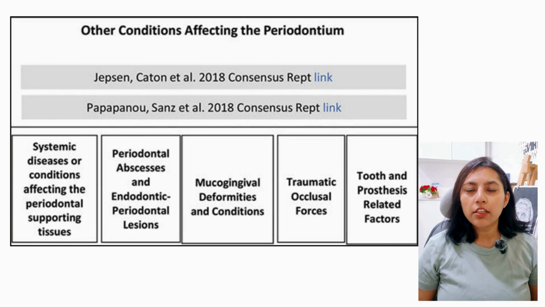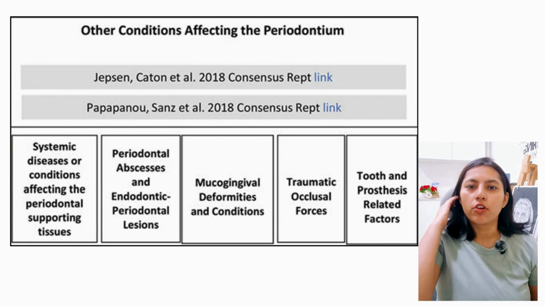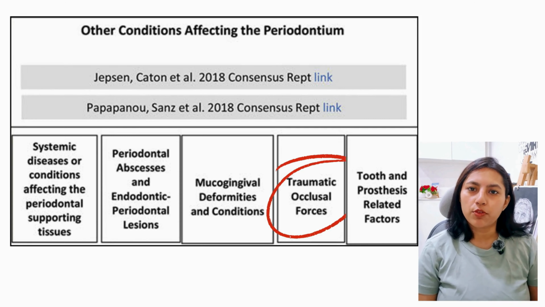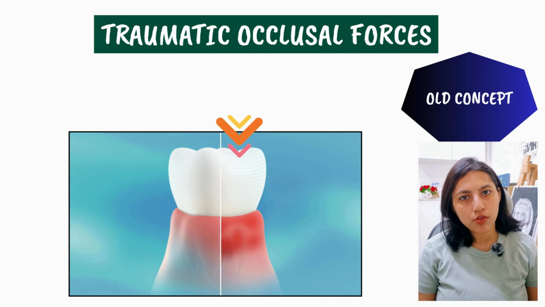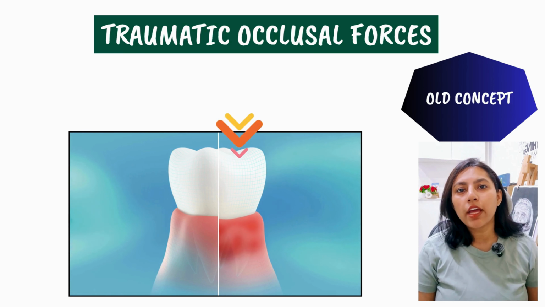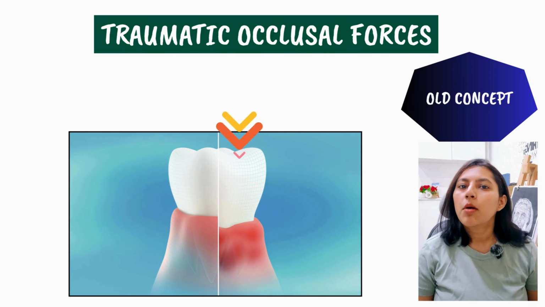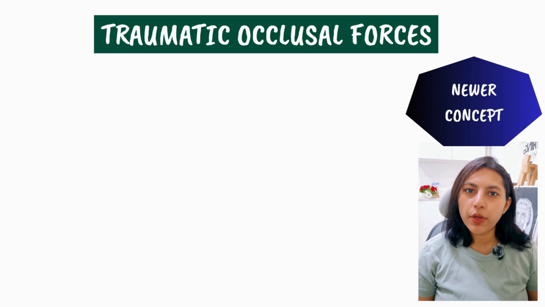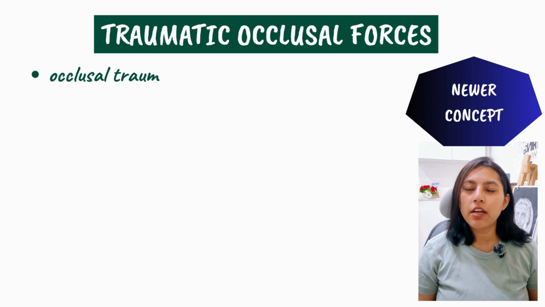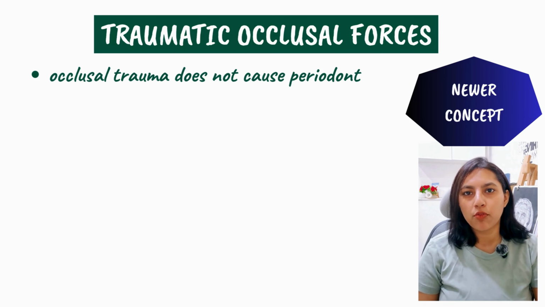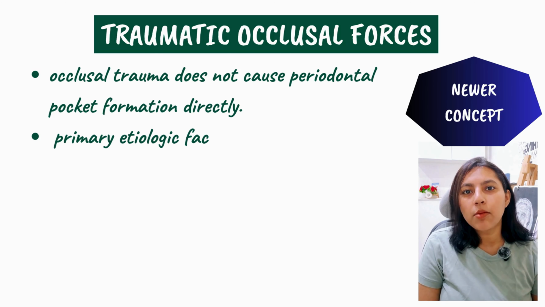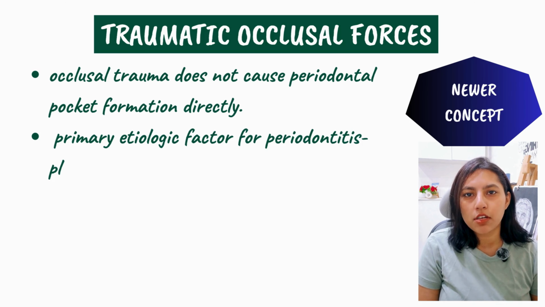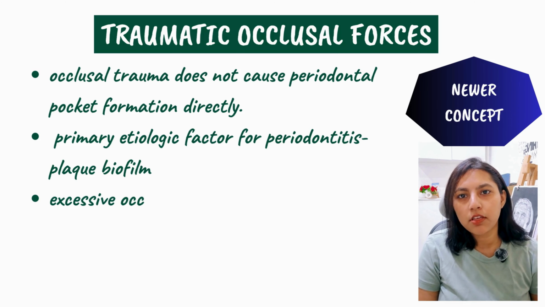Now, let us move to another very debated topic in periodontology, traumatic occlusal forces. For many years, there was a belief that excessive occlusal forces themselves could directly cause periodontitis. But one important change in the newer classification is that occlusal trauma is no longer considered a direct cause of periodontal pocket formation. In other words, plaque biofilm still remains the primary etiological factor of periodontitis.